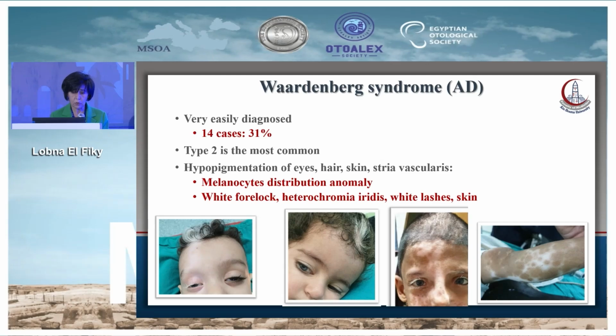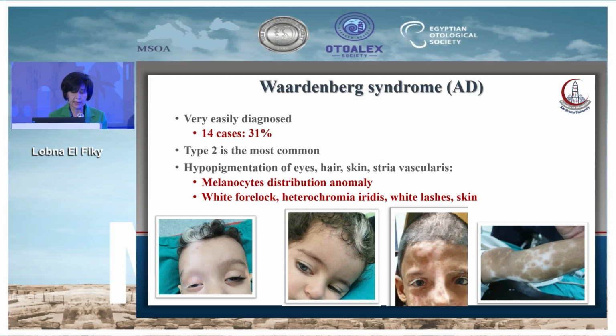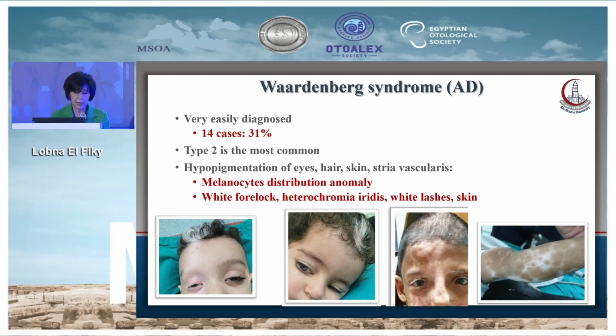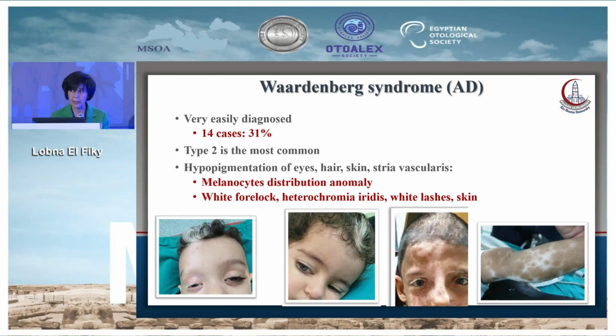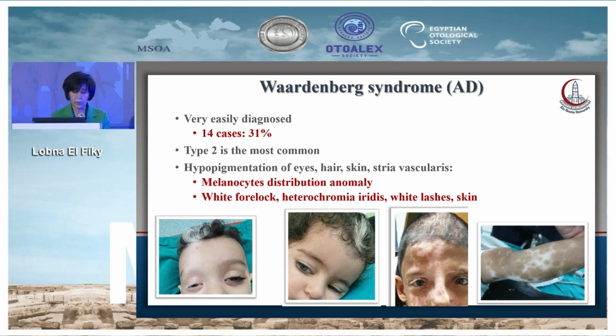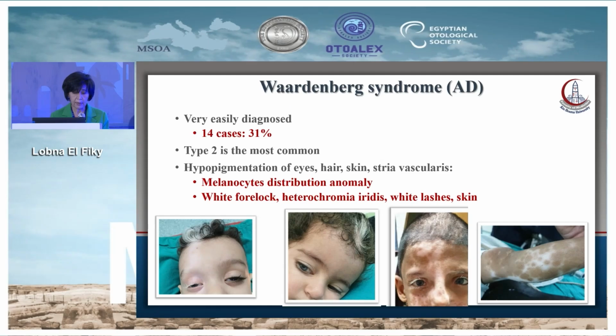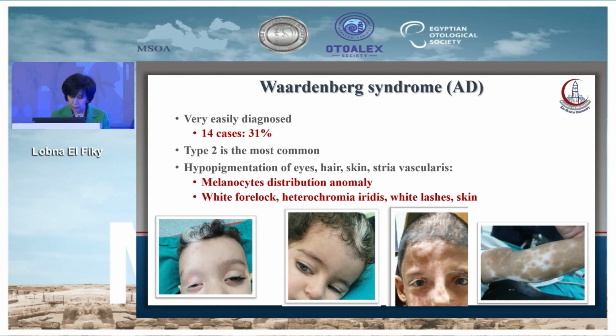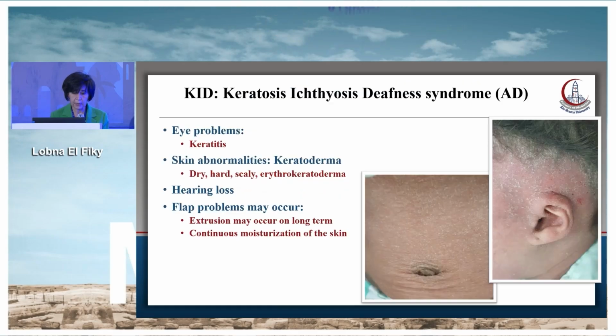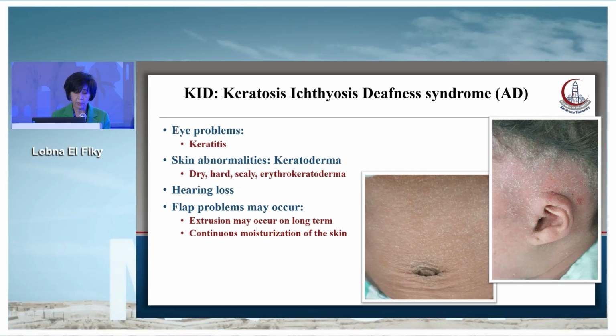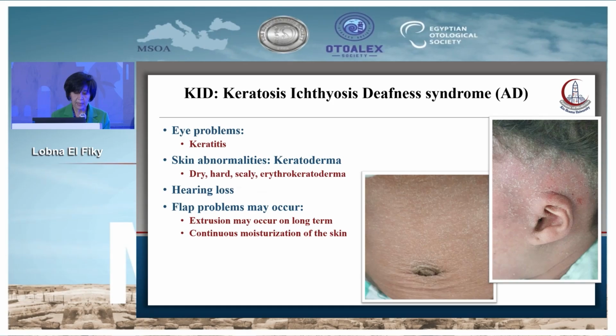The second syndrome was the Waardenburg syndrome. It's very easily diagnosed either by the patient himself or by his relatives, who are basically normal in hearing. We found 14 cases, which is about a third of the cases, and we found that type 2 is the most common, and there was no inner ear anomaly in this case. The same regarding the keratosis, ichthyosis, deafness syndrome. Of course, they have a hearing loss, skin abnormality, and also eye problems. So we have two problems in these cases.